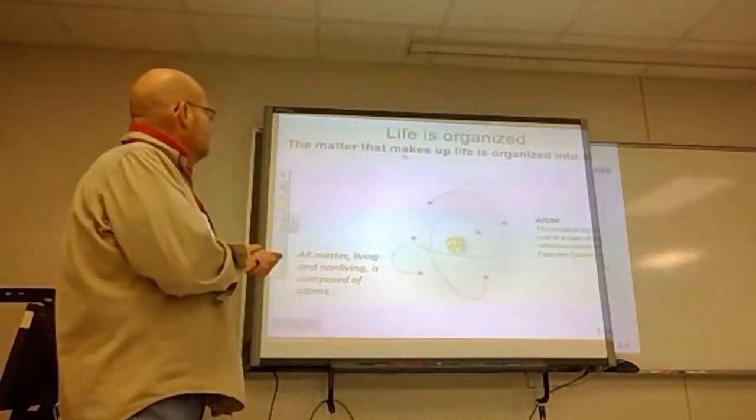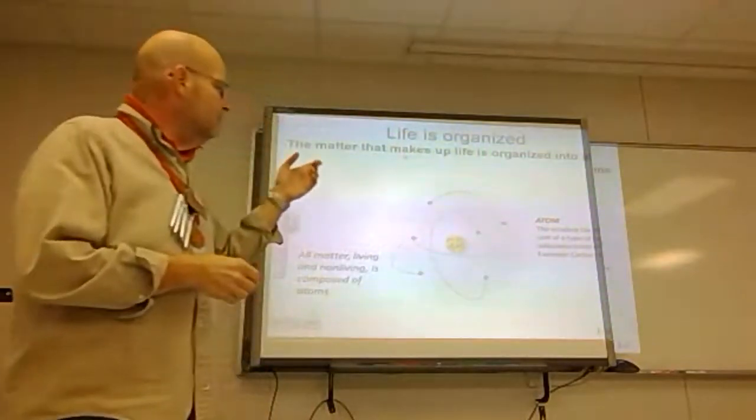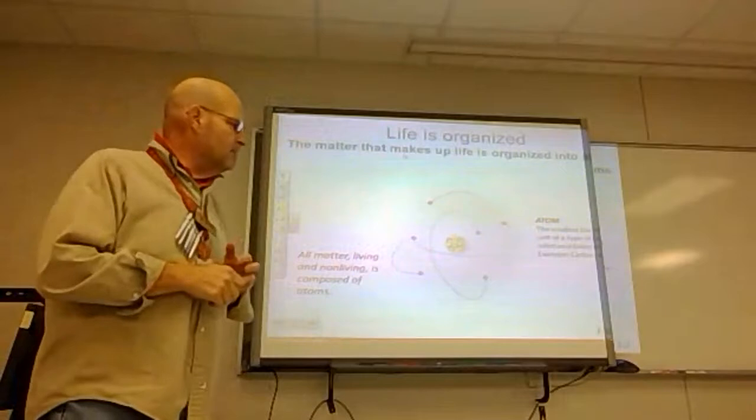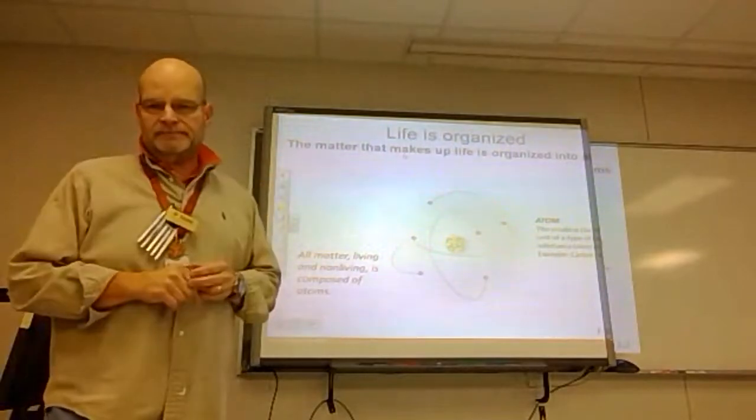So, how is life organized? First of all, we have the atom. The atom is the smallest chemical unit of a type of pure substance known as an element. The example drawn for you here is a carbon atom.